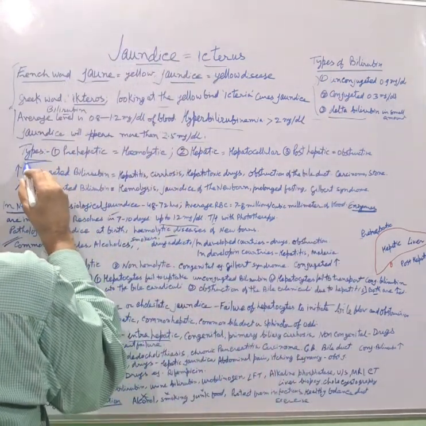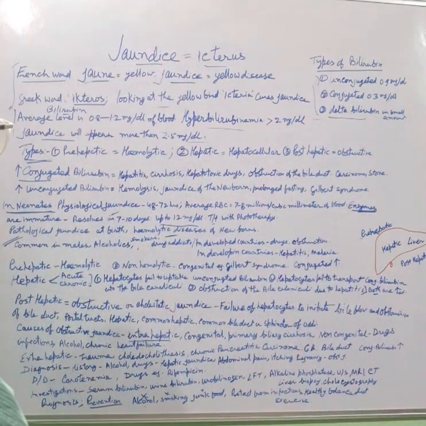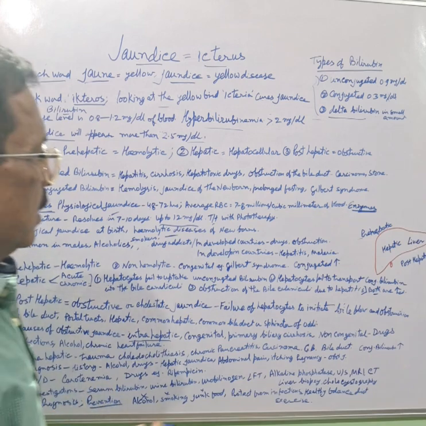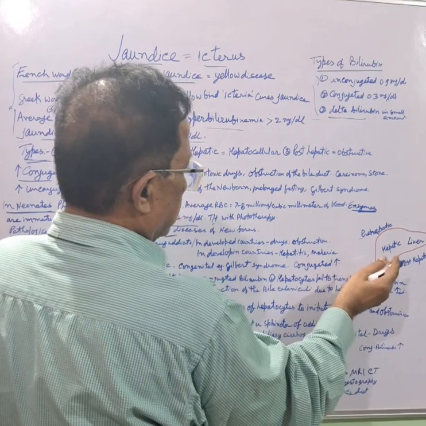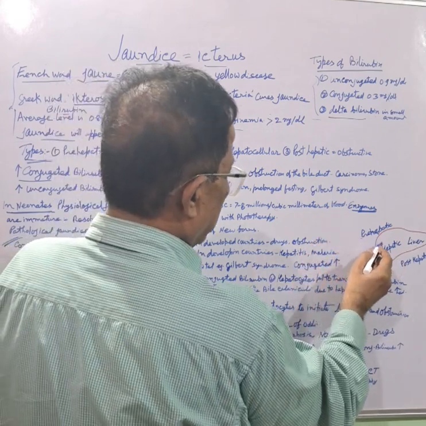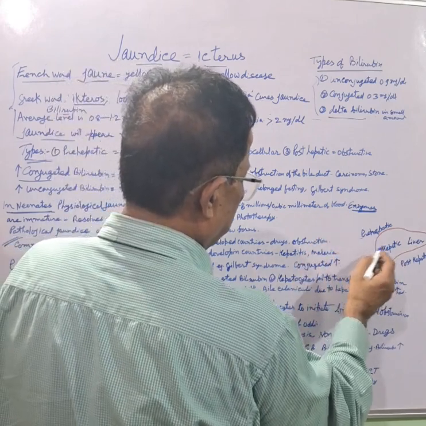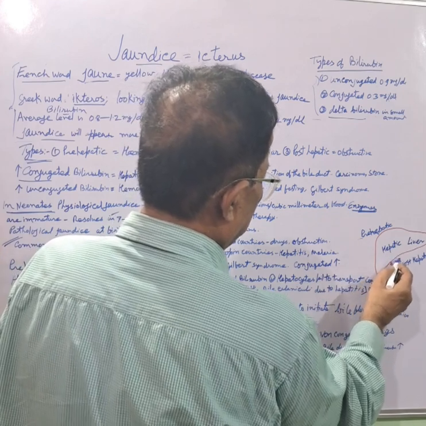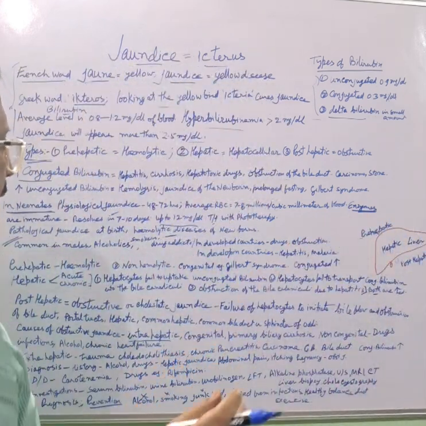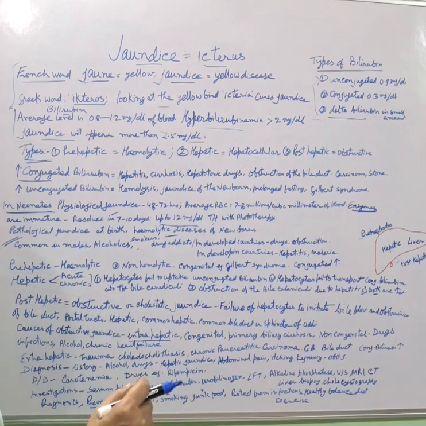Now, types of jaundice. It is divided into three types: pre-hepatic or hemolytic, hepatic or hepatocellular, and post-hepatic, that is obstructive. Pre-hepatic is before it comes into the liver, then defect in the liver is hepatic, and post-hepatic is when it comes out from the liver. So pre-hepatic is also known as hemolytic, hepatic is hepatocellular, and post-hepatic is obstructive type.